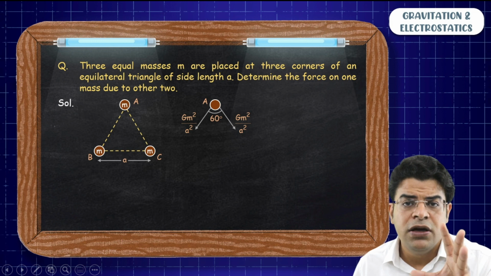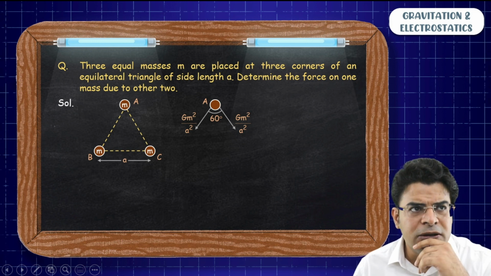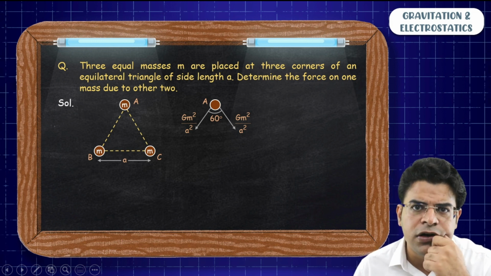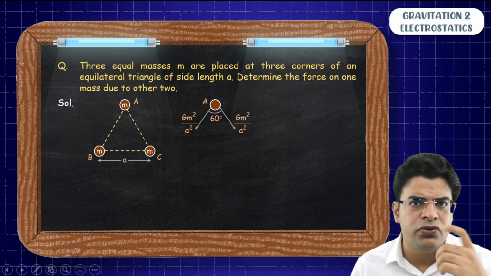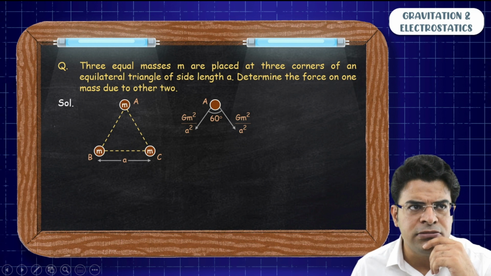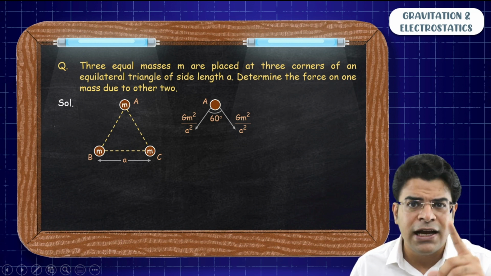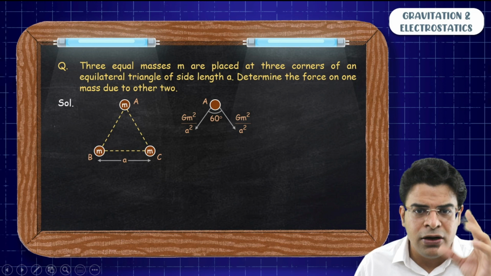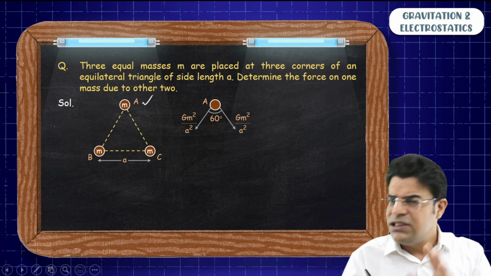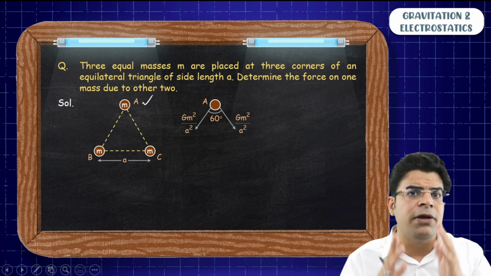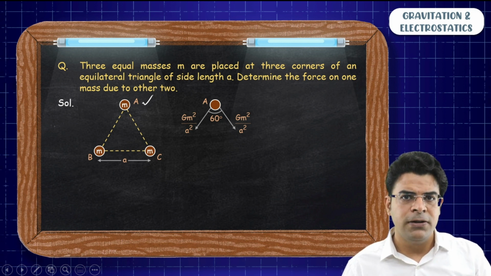Tell me kids, is force a scalar quantity or a vector quantity? The force is a vector quantity. So when you add up two forces, which type of addition should you do? Scalar addition or vector addition? Always vector addition. That's why do not make this error that the net force on mass A is 2Gm square upon a square. These forces are not in the same direction. They can't be added up like scalars. Then what to do?